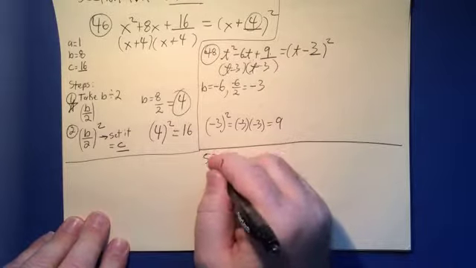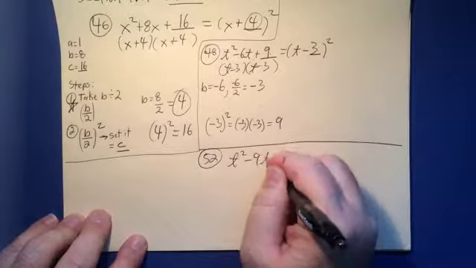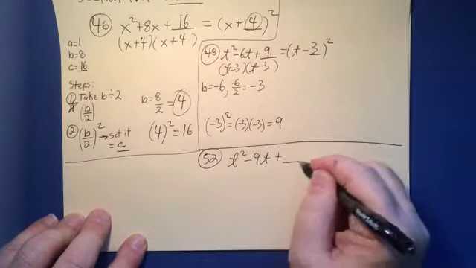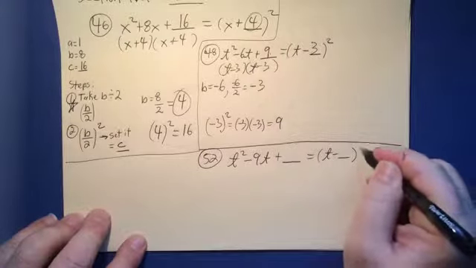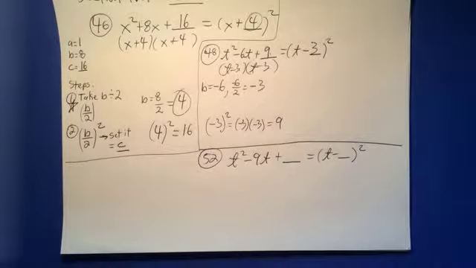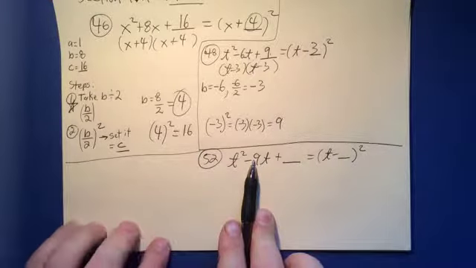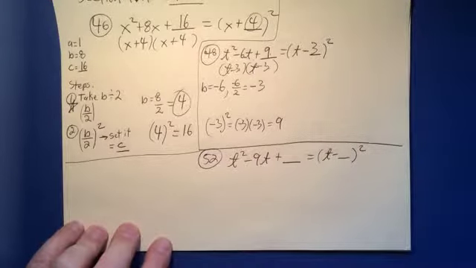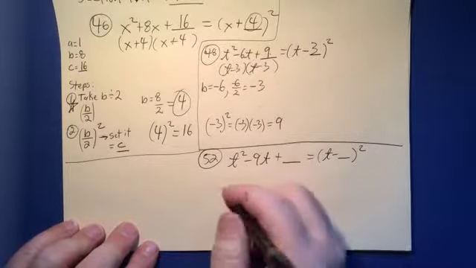So 52, we'll have t squared minus 9t plus blank equals t minus some blank squared. Now, for some of you who are strong at math, you may notice right away that b is not an even number. That means when we divide by 2, we're not going to necessarily have a really pretty result. So let's take a look at how we calculate this. We're going to focus on a few more of these that contain fractions and will result in fractions.